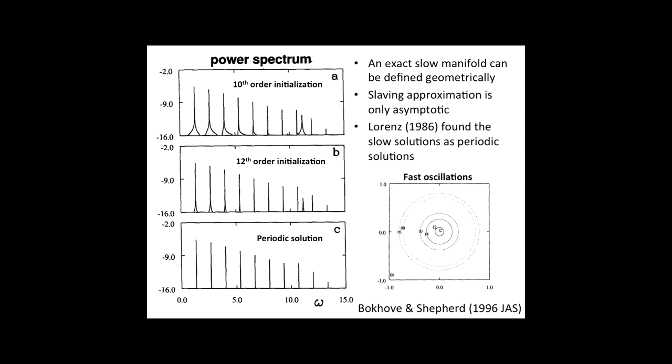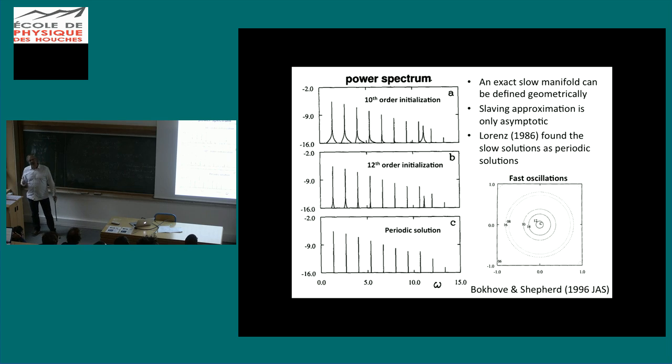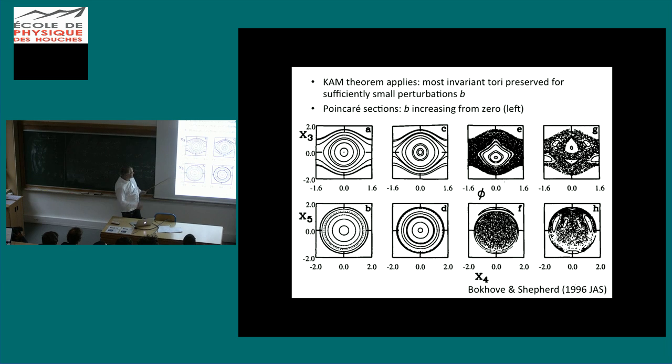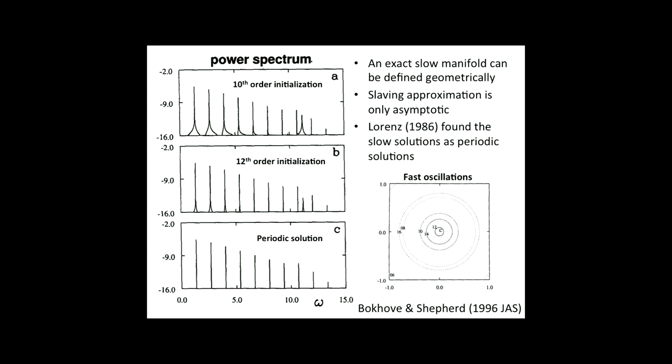But the thing is, because of the KAM theorem, you know that you can define an exact slow manifold for this problem almost everywhere, at least for the invariant tori. But the invariant tori are almost everywhere. But you do it geometrically. So you just want to pick the middle of this. This is a slow manifold. If I just pick the middle, I can find that. And so he found it.